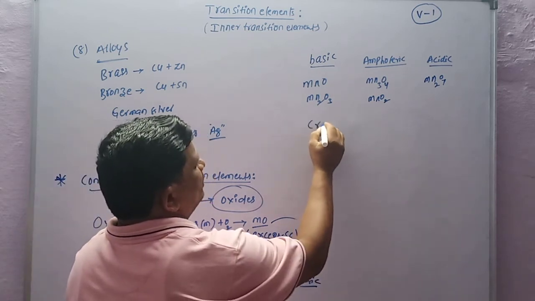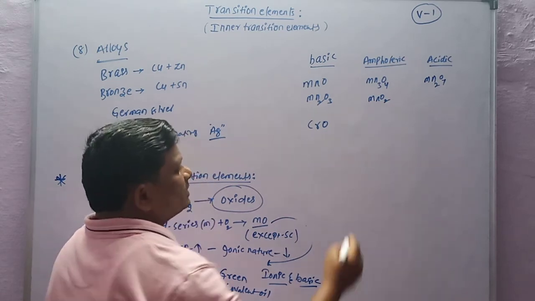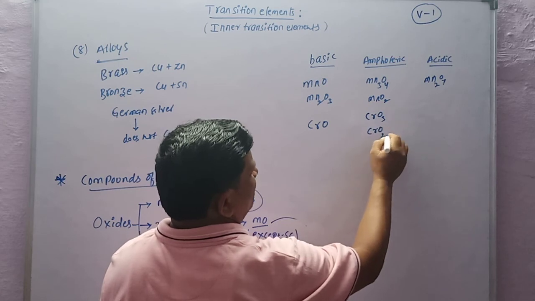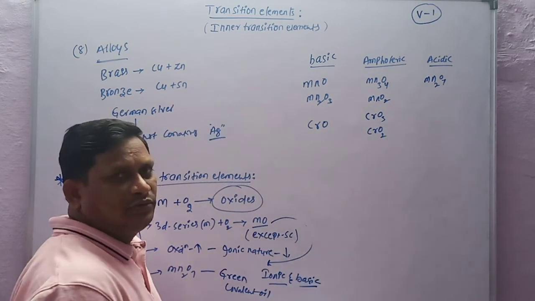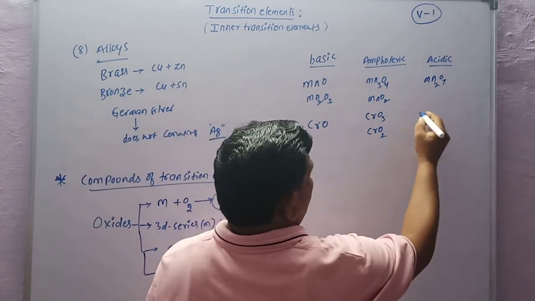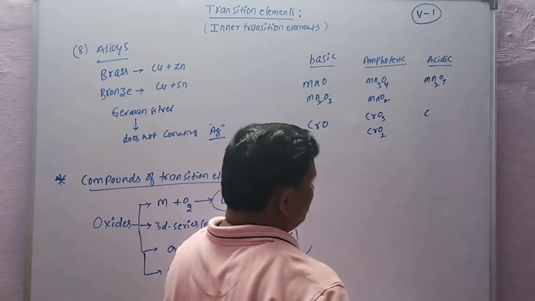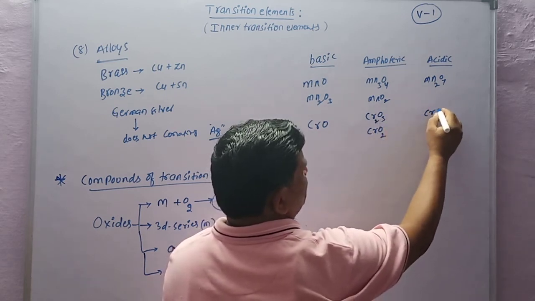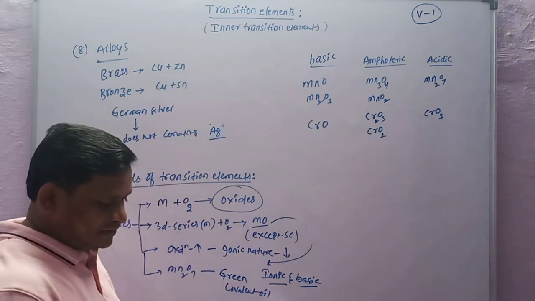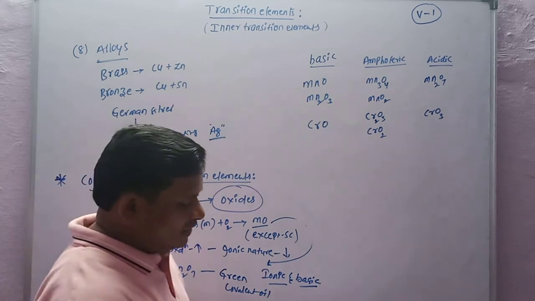For example, chromium oxide Cr2O3 is basic in nature. CrO2 is amphoteric. CrO3, chromic oxide, is acidic in nature. So these are the oxides.